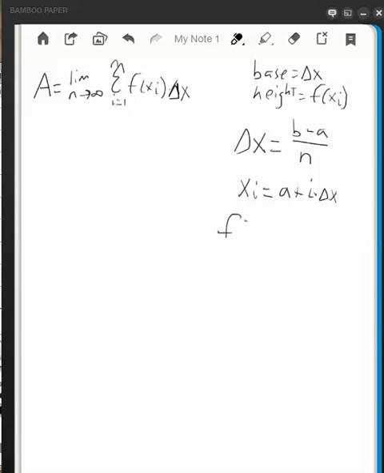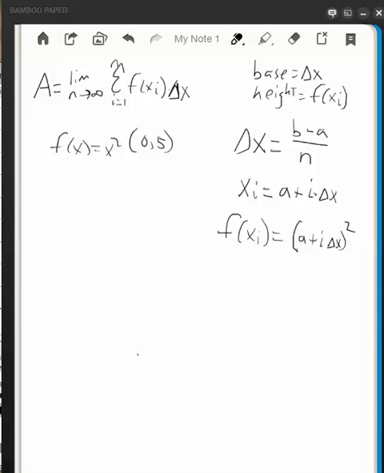So f of x sub i won't be so difficult. You literally just plug in x sub i into your f, and you go from there. So like in our example, if we really want to do f of x equaling x squared from 0 to 5, we can actually now figure that out. f of x sub i would simply be a plus i delta x, squared, for that particular example.